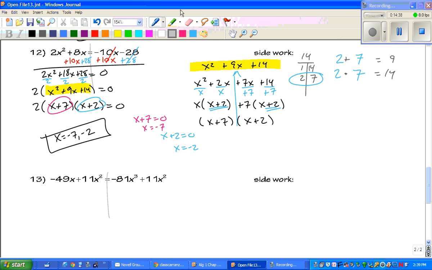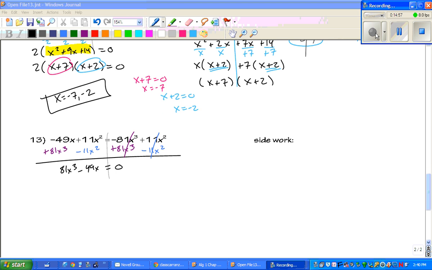Alright, so number 13, try to find your leading coefficient. There it is right there. And we need to move it to the other side. So why don't you guys pause the video and see if you can move everything yourself. Good luck. Okay, that's what you should have gotten because your 11 and 11, those actually cancel out and you're left with 81x cubed minus 49x.